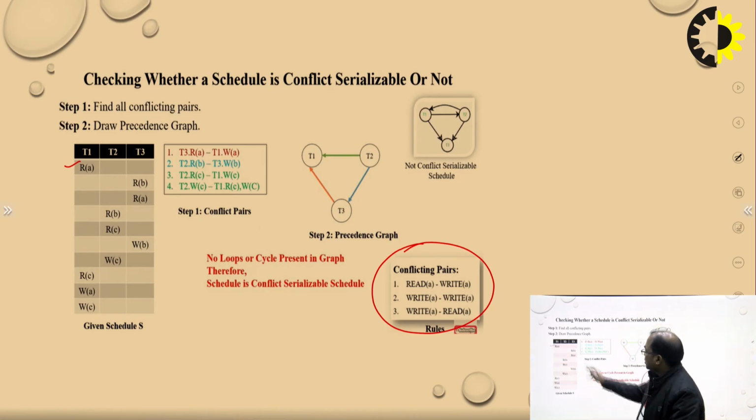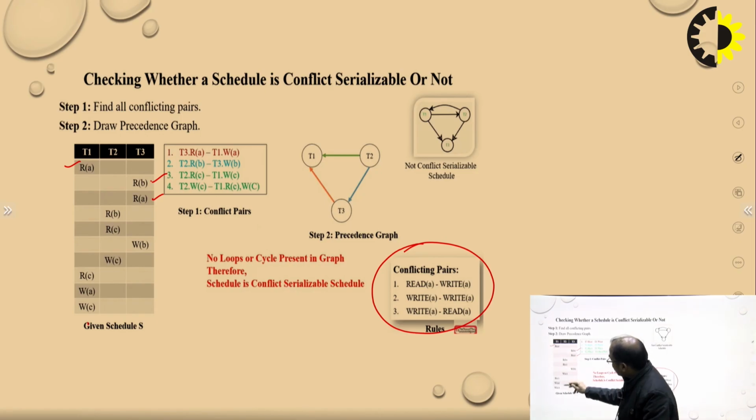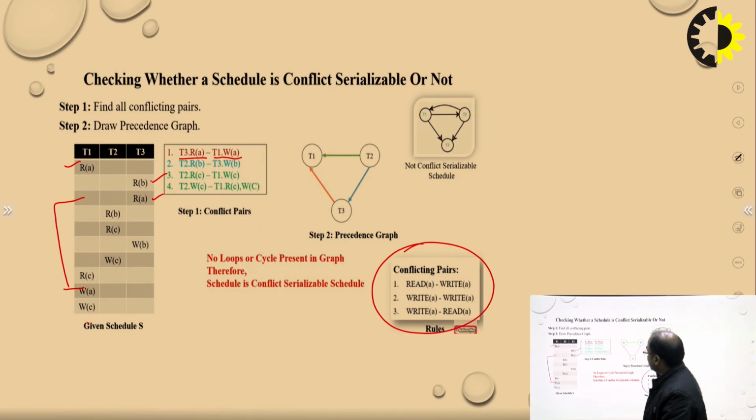Next is the second, read of B; then we must have a write of B. There is no write of B, so this is also not a conflicting pair. Next, read of A, then there must be a write of A. Yes, there is a write of A here. So there is a conflicting pair: in T3 there is a read of A, and in T1 there is a write of A. This is the first conflicting pair we find in this schedule.